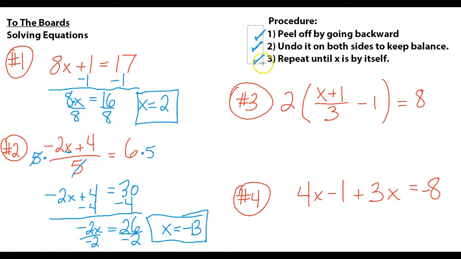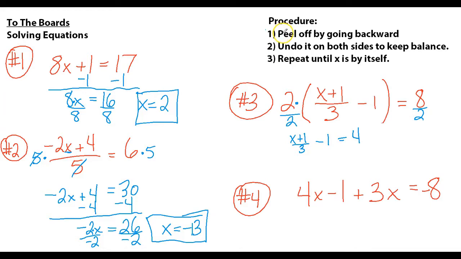Let's take a look at number 3. Again, we're going to need to start by peeling off. We've got to get this x by itself. We've got a lot to peel off here. We're going to start by peeling off the times by 2. So to undo times by 2, we divide by 2. That leaves us (x plus 1)/3 minus 1 equals 4.